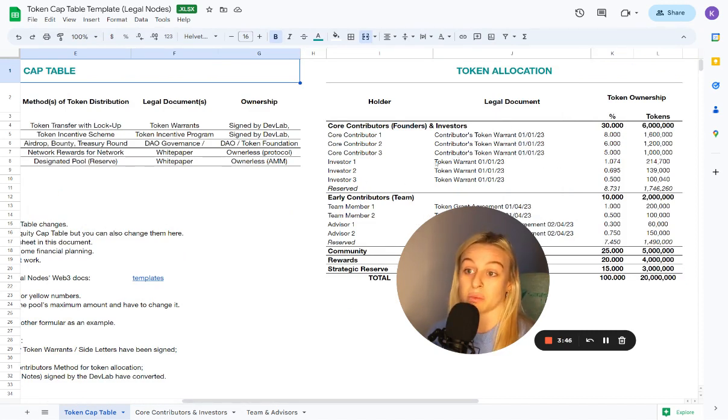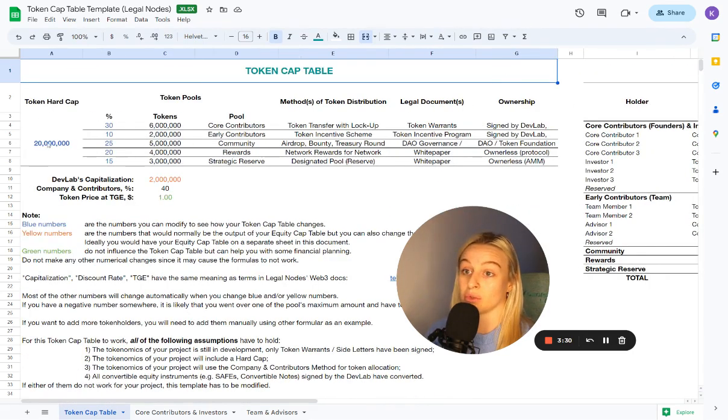How many tokens a person will receive after the conversion of their token warrants, their token side letters, or upon exercising their token options. So the token cap table helps us to accurately calculate the distribution of tokens for investors and contributors during the token conversion process without setting something called a token hard cap or a token price at this early stage of the project. Now, this approach ensures that the project itself remains sufficiently decentralized, and this reduces regulatory risks associated with setting an initial token price.